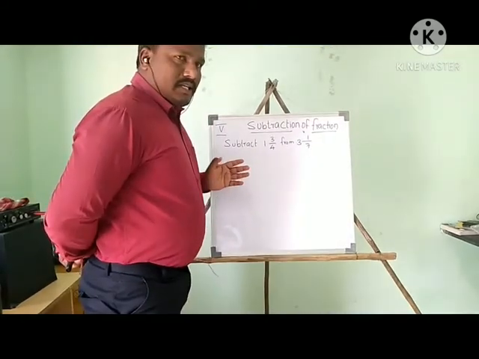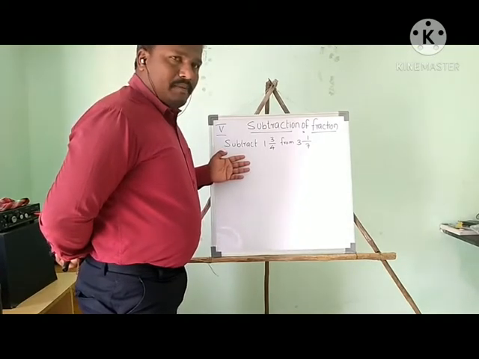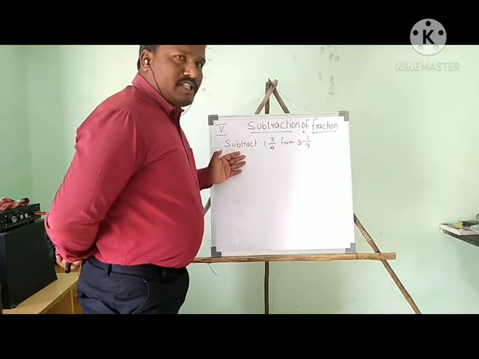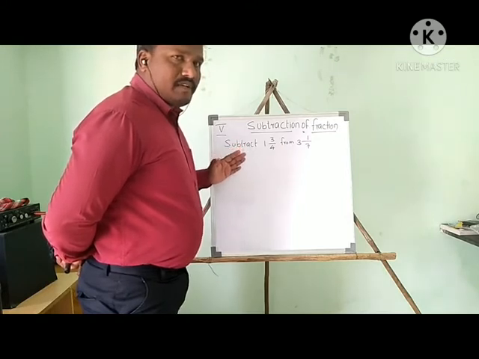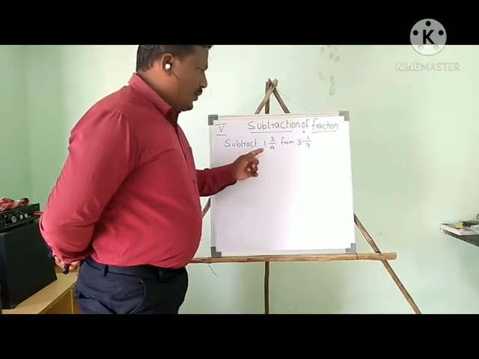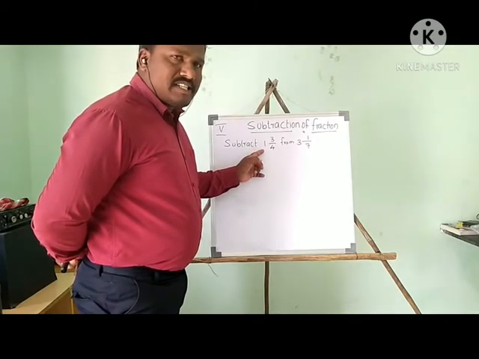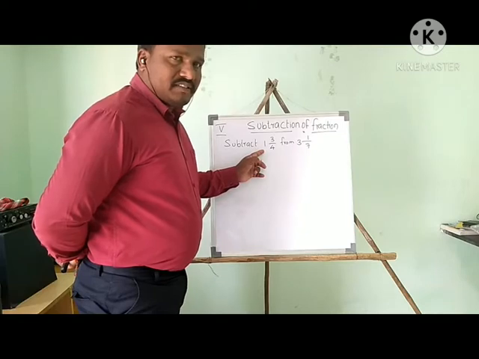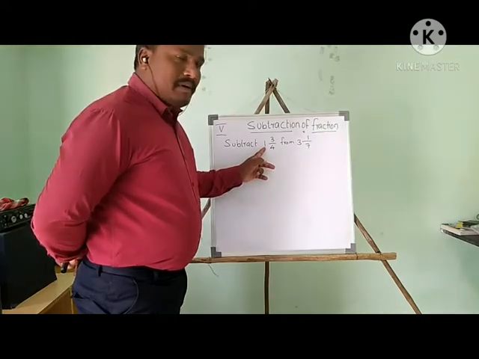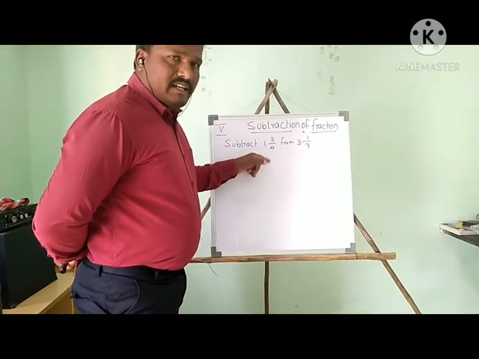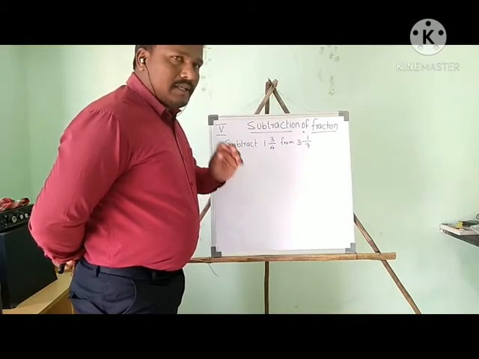Okay, students, let me see another example. This kind of fraction, how do you solve it? Can you identify which kind of fraction this is? It's a mixed fraction. Yes, na? Because here the whole number is with a fraction. So a fraction mixed with a whole number is called a mixed fraction.